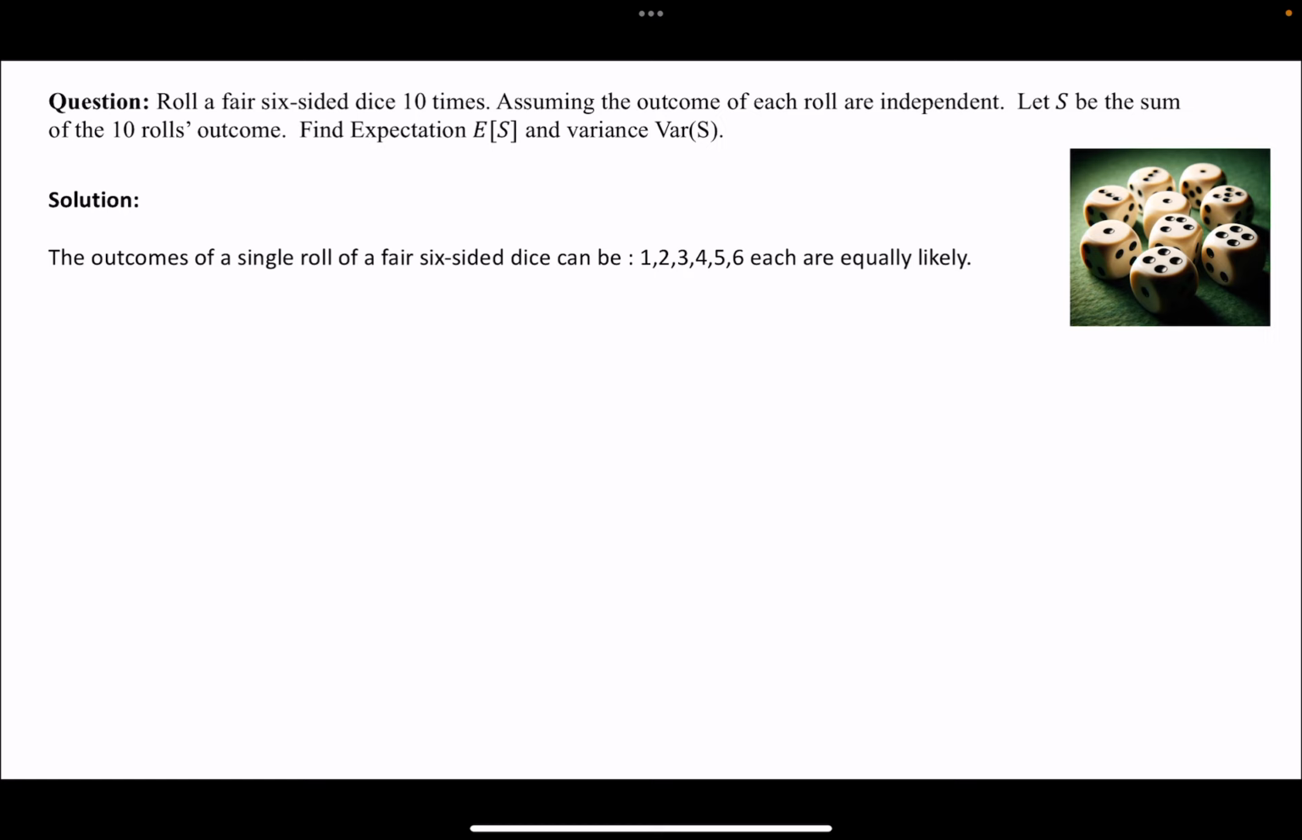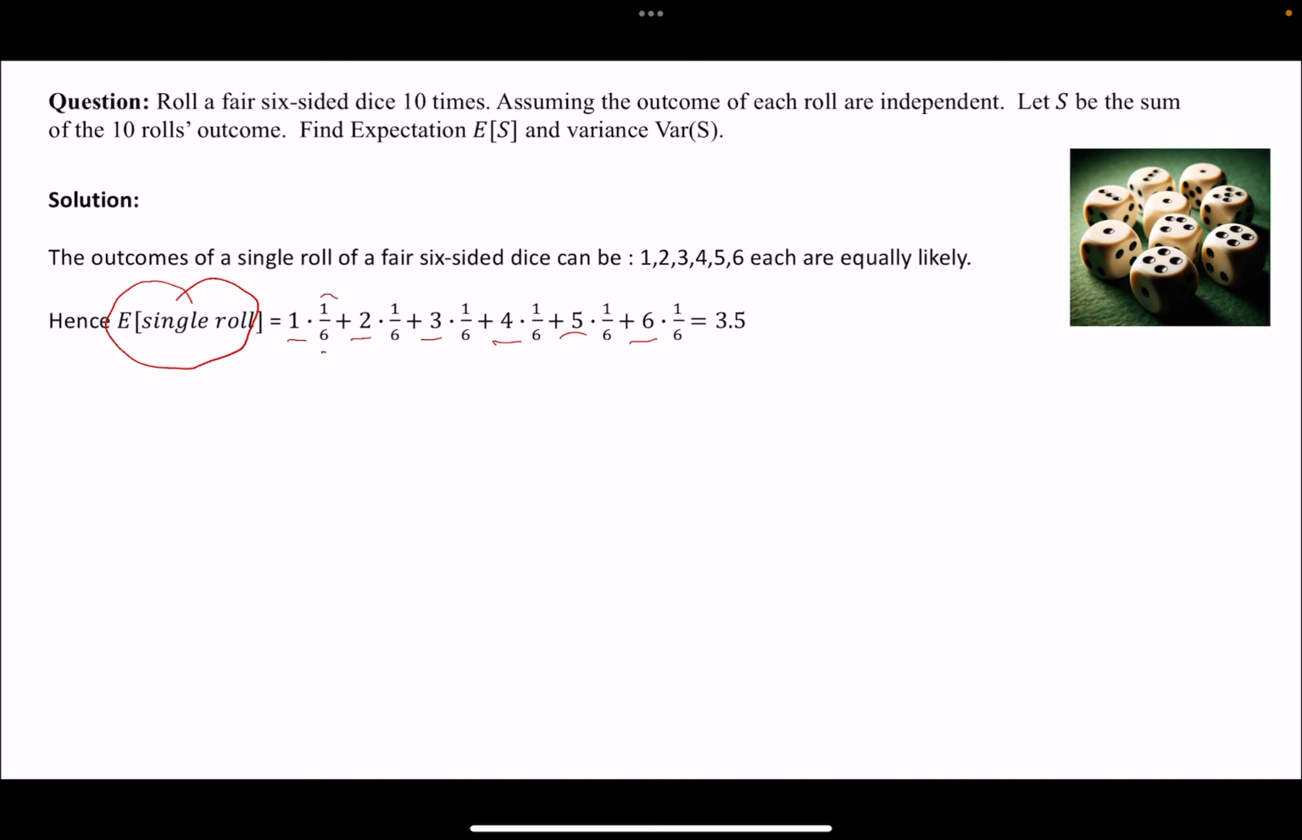So first, the outcome of a single roll of a 6-sided dice can be 1, 2, 3, 4, 5, 6, and each outcome is equally likely because it is a fair dice. Hence, we can easily calculate the expectation of a single roll: each outcome 1, 2, 3, 4, 5, and 6 times its corresponding probability, which is 1/6, one particular outcome divided by total possible outcomes. Then the expectation is 3.5.